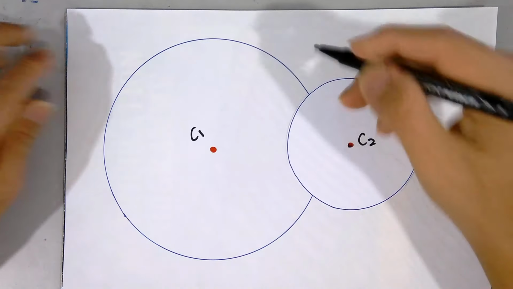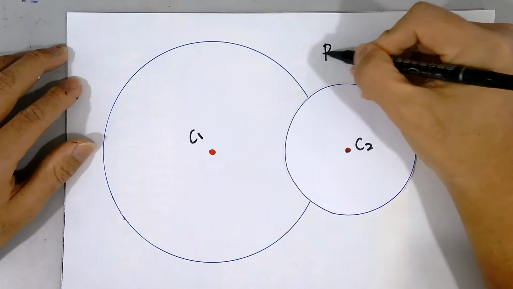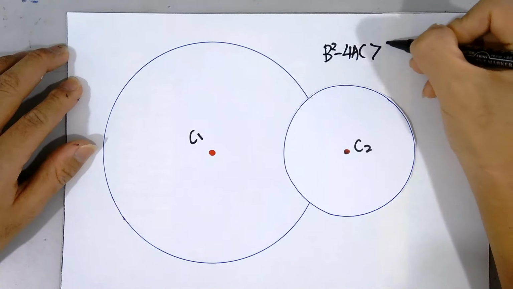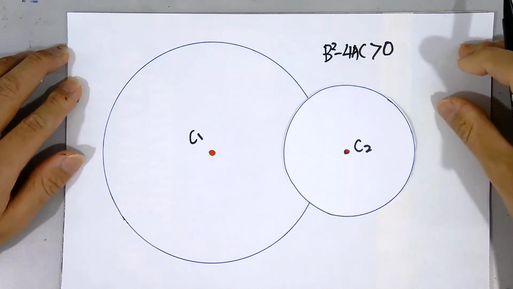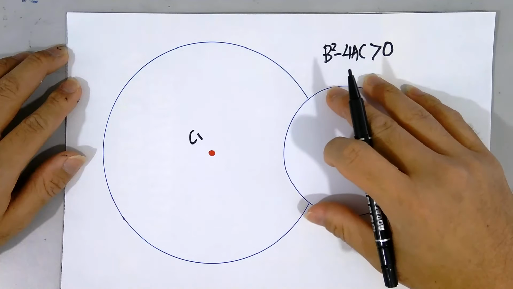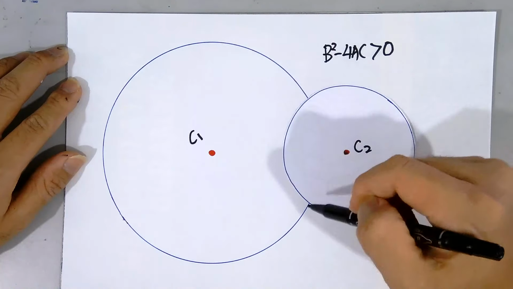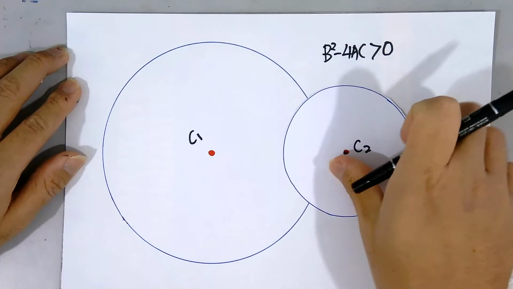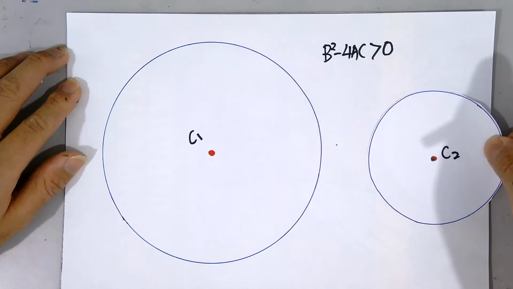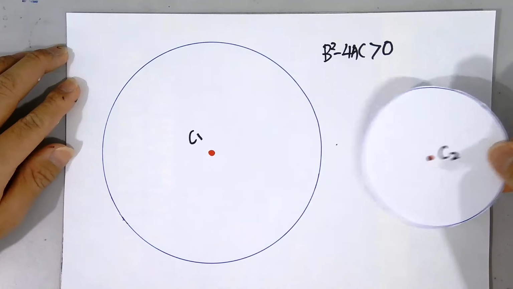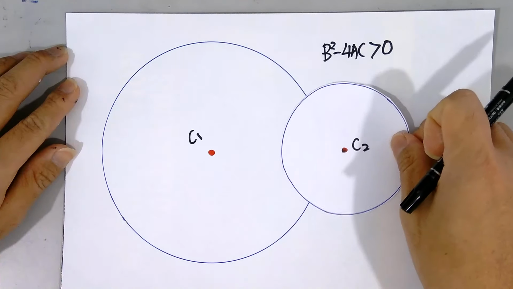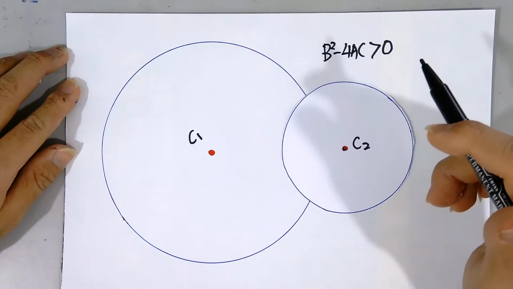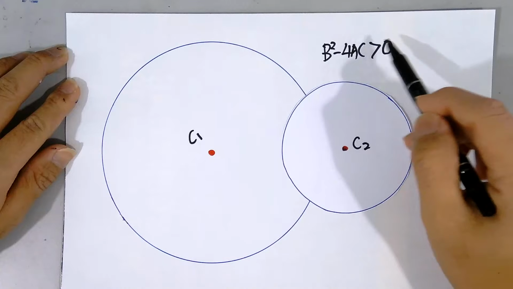For this, it is very easy. There's only one situation, where b squared minus 4ac will be greater than 0. If the circles intersect at 2 points, there's only one situation. It can't be intersecting internally or externally. There is no case like this. So there is only one case, where they're intersecting in this way, so b squared minus 4ac must be more than 0.